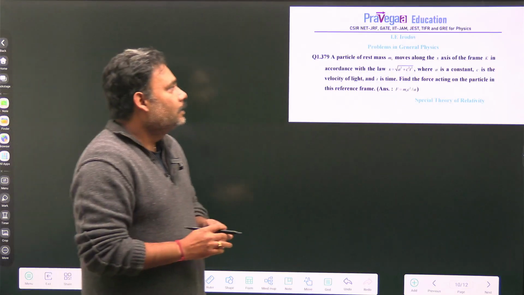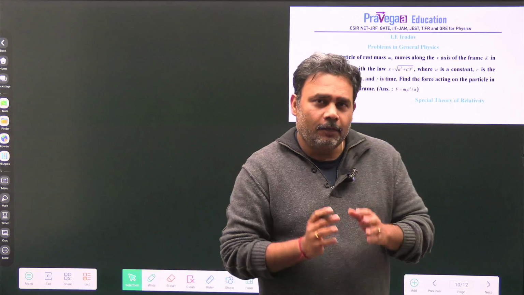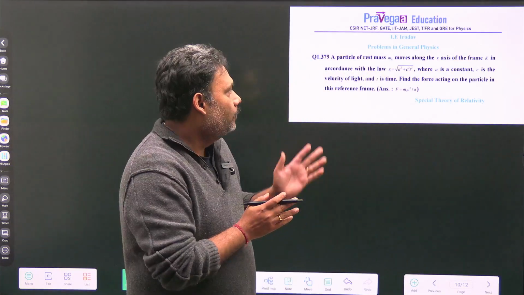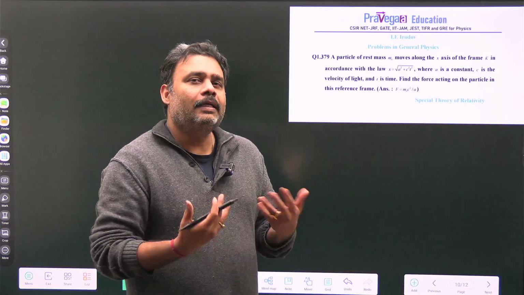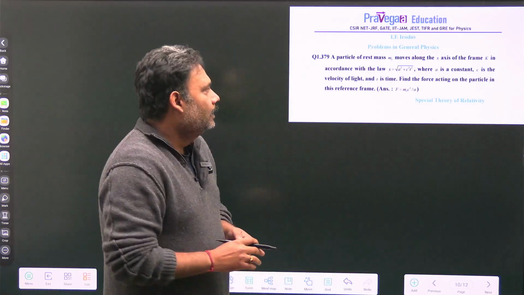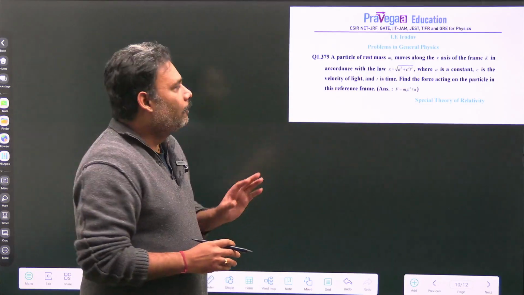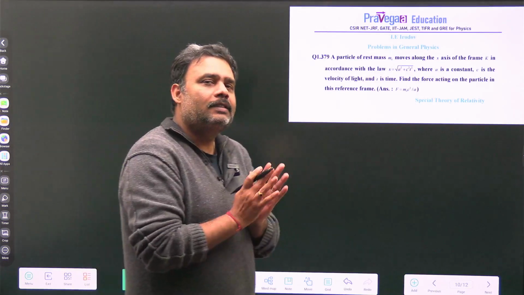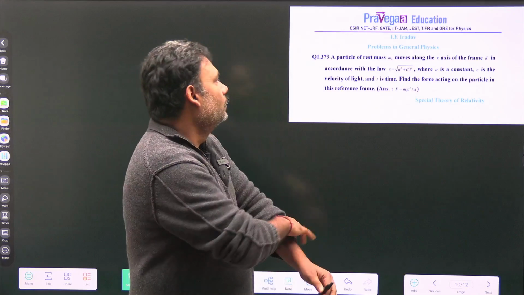Hello students, so let's try to solve one very beautiful problem from I.E. Irodov, and this is a problem from mechanics but mainly the special theory of relativity. So this is a wonderful problem, straightforward but very conceptual, and you have to do very smart calculation. This is the most important thing.